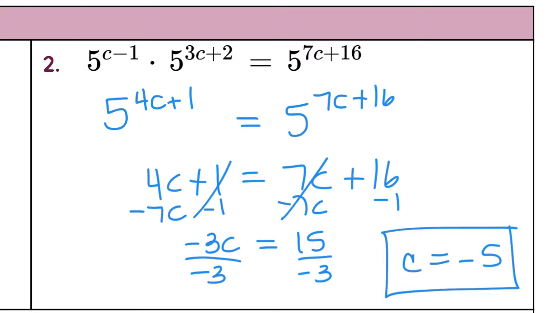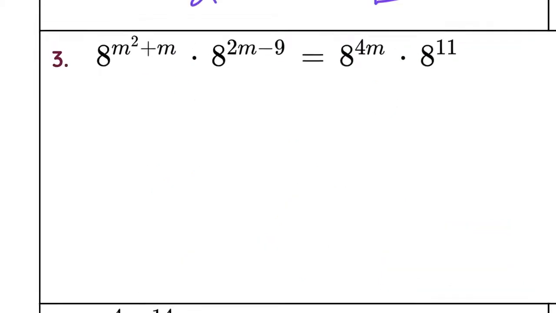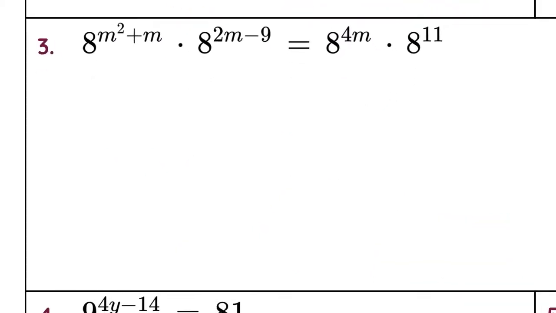Okay, now my third example. 8 to the m squared plus m power times 8 to the 2m minus 9 power is equal to 8 to the 4m power times 8 to the 11th power. So again, you want everything to have the same base. That's step 1. So right now, they all have 8 as their base.